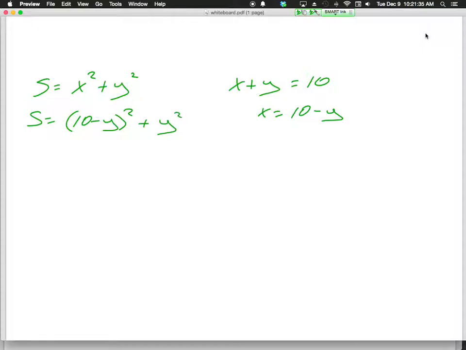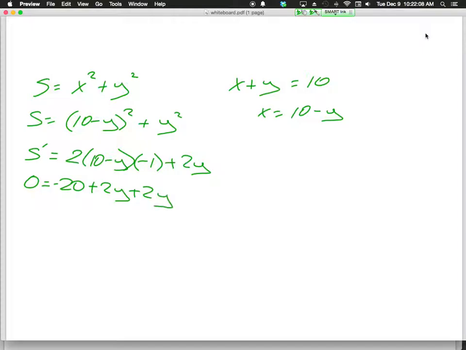Okay, so s equals (10 minus y) squared plus y squared. Now what? Derivative, good. So s prime equals 2(10 minus y), don't forget about the negative on the inside, plus 2y. Now what? Set it equal to 0. So I'm going to clean this up a little bit. That's negative 20 plus 2y plus 2y. So that is 20 equals 4y. So y equals 5.